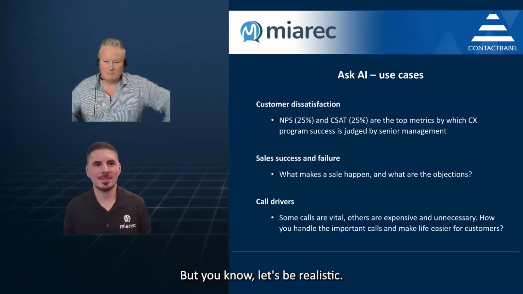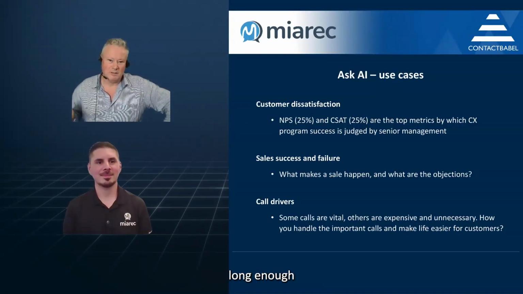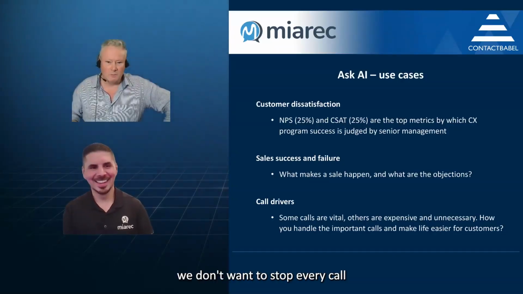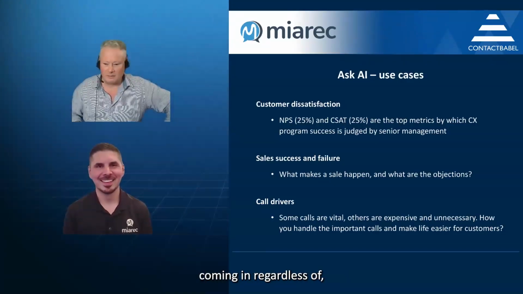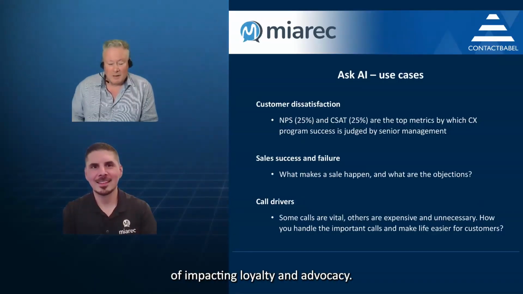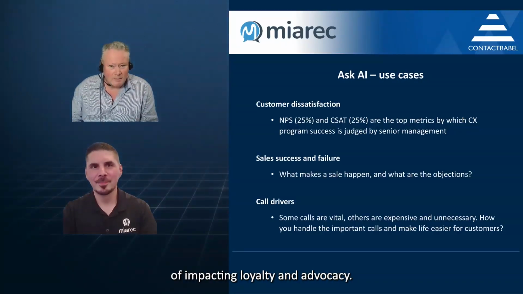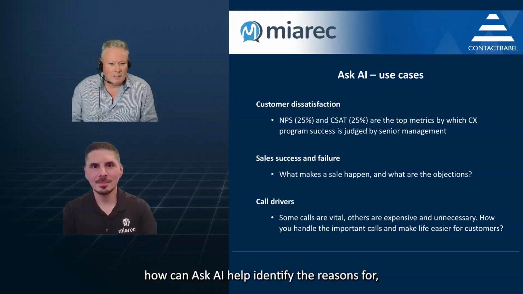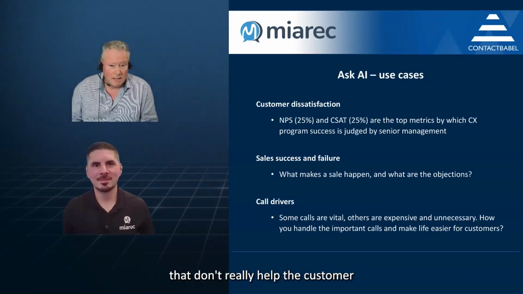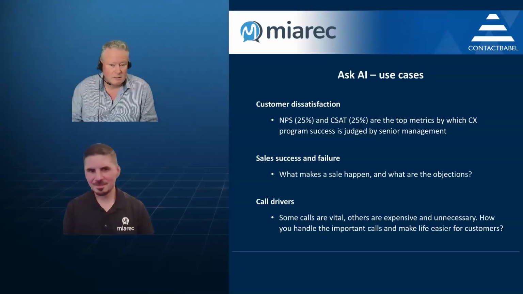But let's be realistic. I've been in this game long enough to know that cost has always been a massive driver in the contact center. I mean, we don't want to stop every call coming in, regardless of what some analysts will have you, because I still think that's the best way of impacting loyalty and advocacy. But on the cost side of things, how can Ask AI help identify the reasons for, say, low value calls which don't really help the customer or indeed the business?